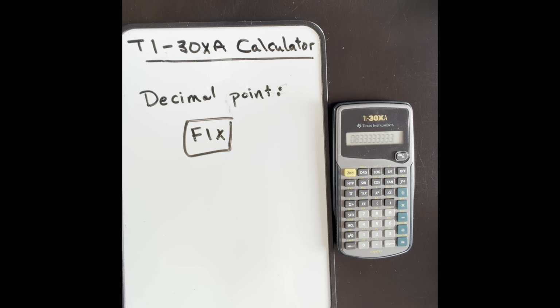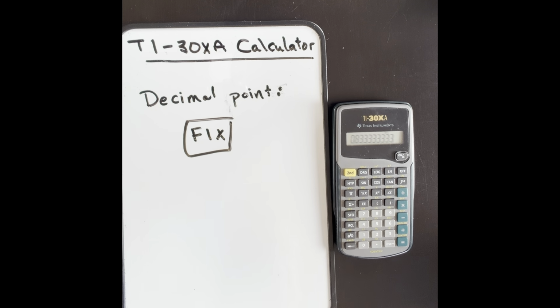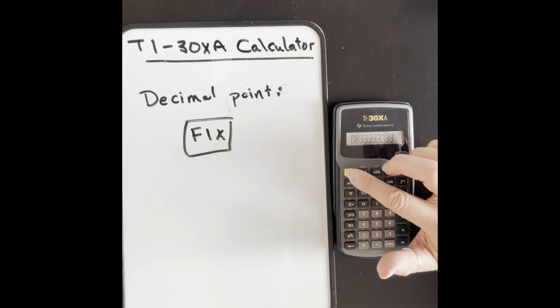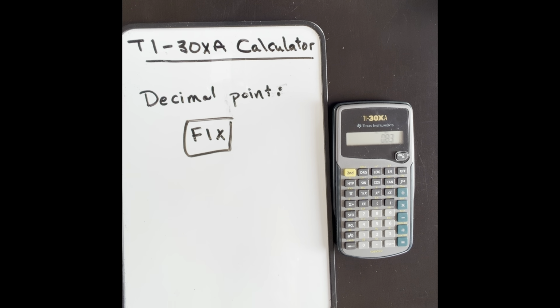However, you might want to always have the numbers expressed to a certain decimal point. So maybe you always want everything rounded off to the nearest hundredth or to 2 decimal places. You can fix the number of digits after your decimal point using this function here, which is above the decimal point. So let's say I only want 2 digits after my decimal point. I can go second function, fix, and then press 2. The number is still stored in the calculator, but it's only showing it to 2 decimal places.